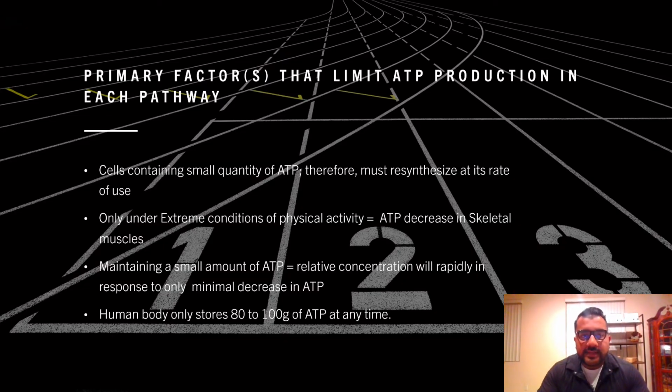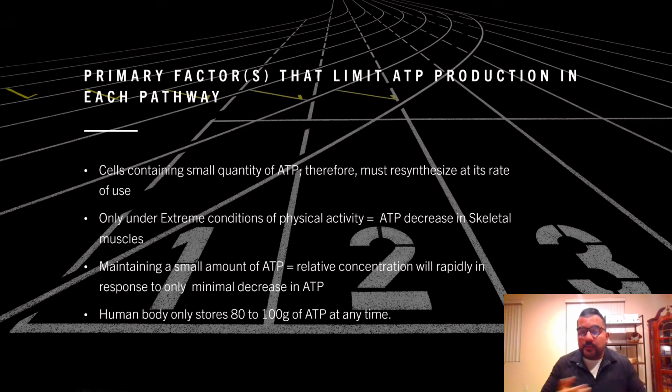So when it comes to looking at the primary factors that limit ATP production for each pathway, we all know that cells contain a very small amount of ATP, and when it comes to resynthesizing, it can only be resynthesized at its rate of use. For a sedentary person, the amount of ATP resynthesized each day is only about 75% of body mass.